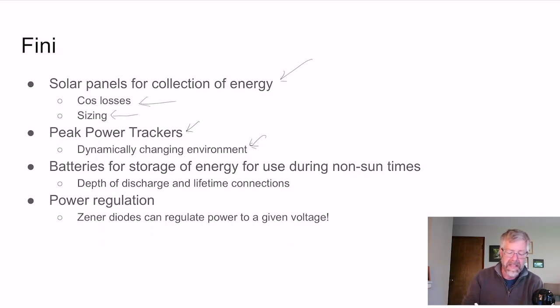You use batteries for storing energy during non-sun times, and the depth of discharge needs to be monitored, or you need to size the batteries just right to make it so the depth of discharge allows you to get the lifetime that you need out of the battery. And then you use power regulation to take your battery voltage and convert that to the voltages that you actually need. And Zener diodes are really a good way to do that.